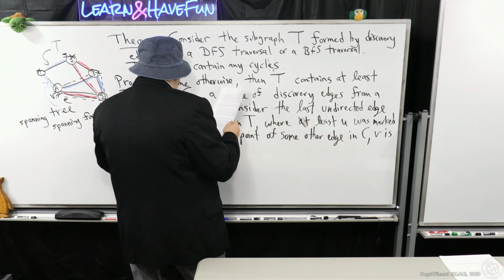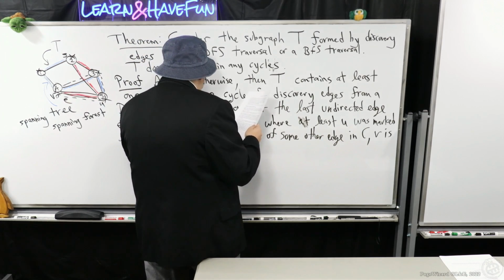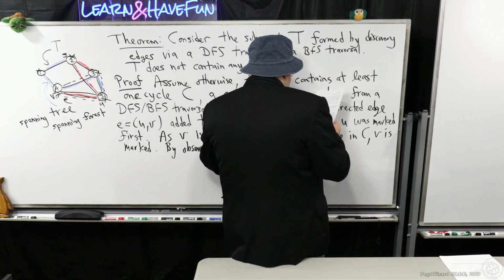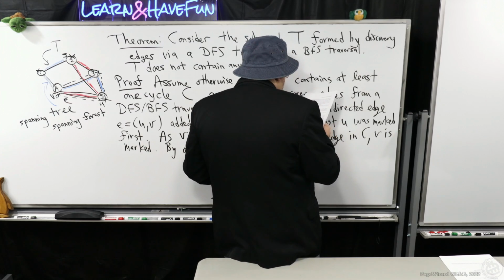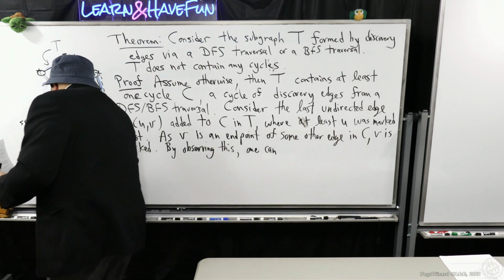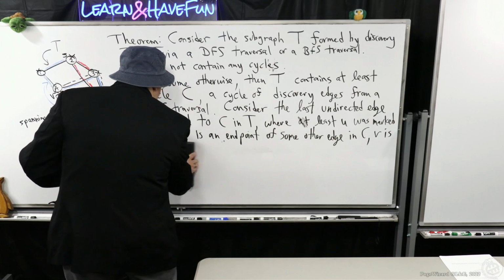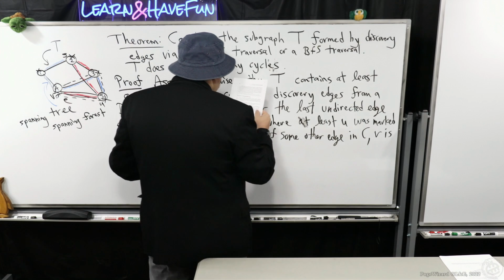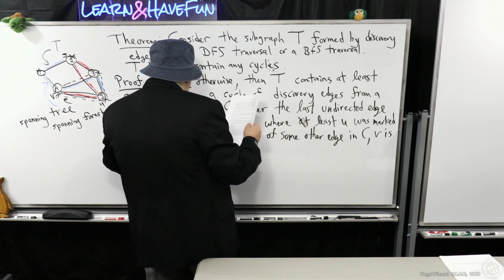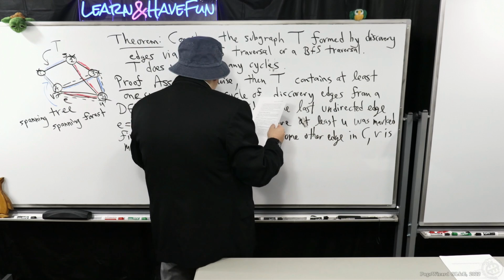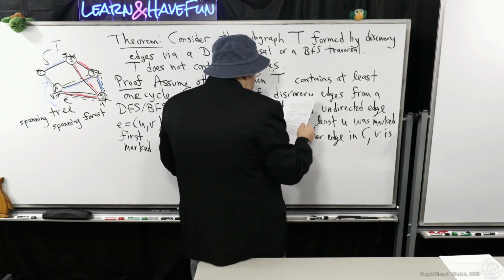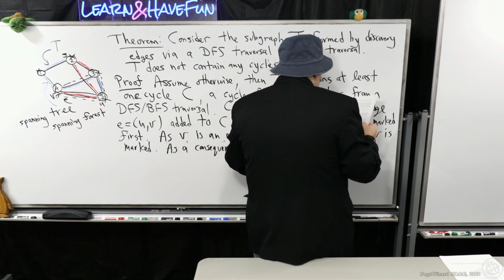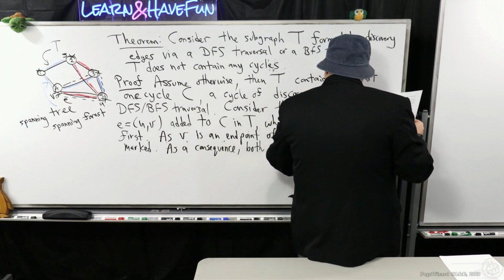By observing this, instead of saying by observing this, let's say as a consequence. I think that's a much better way of putting this. I always like to encourage you to find ways to lay out your argument carefully. As a consequence, both endpoints of E are marked.